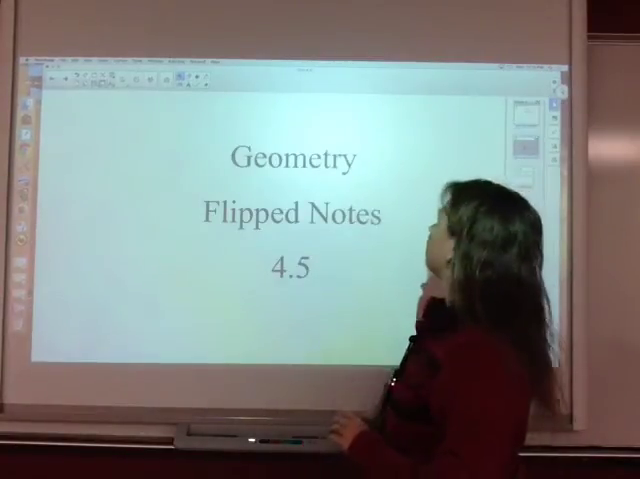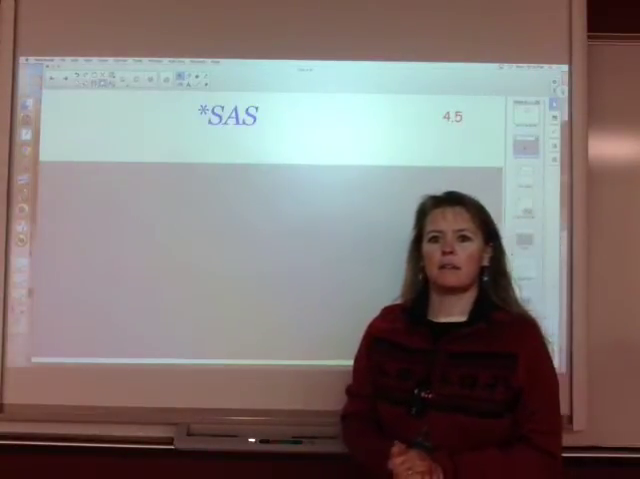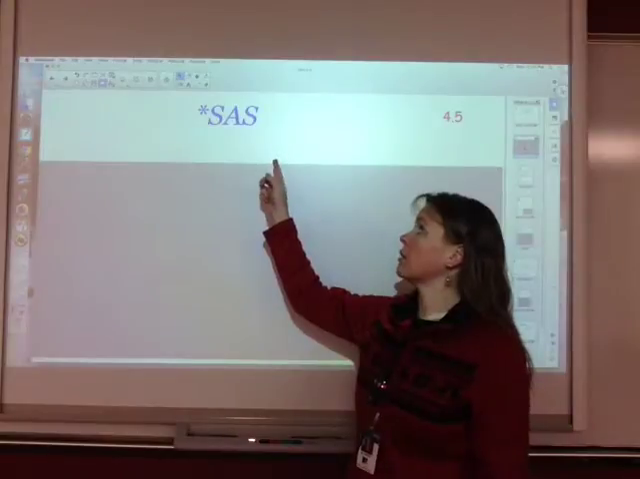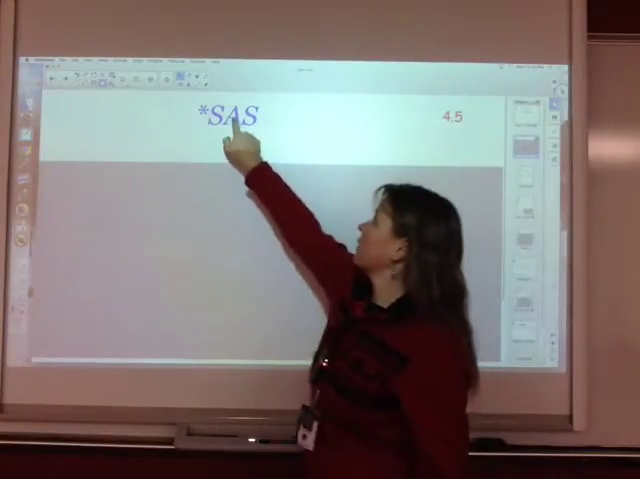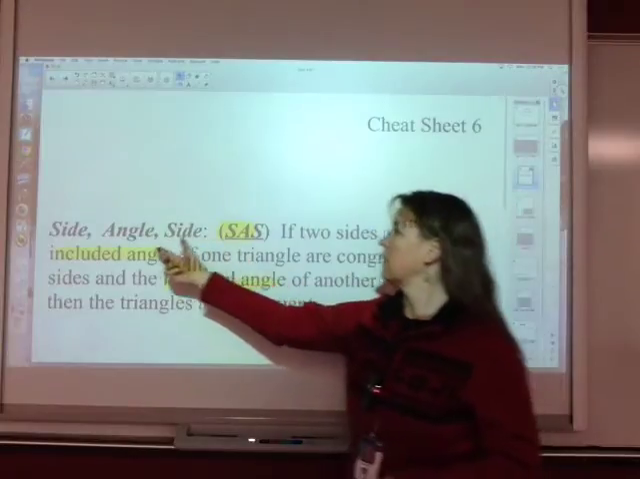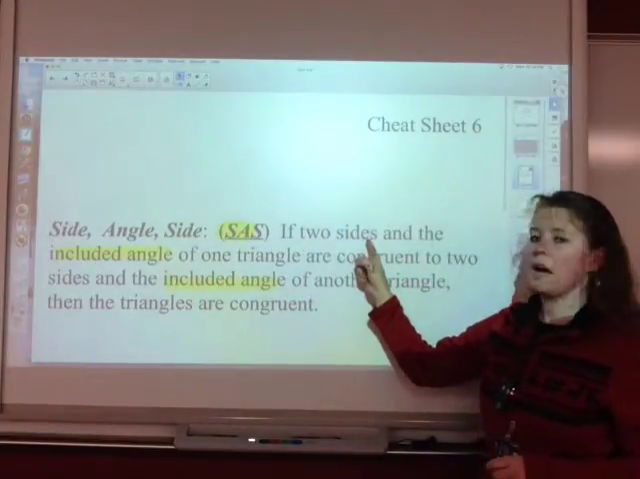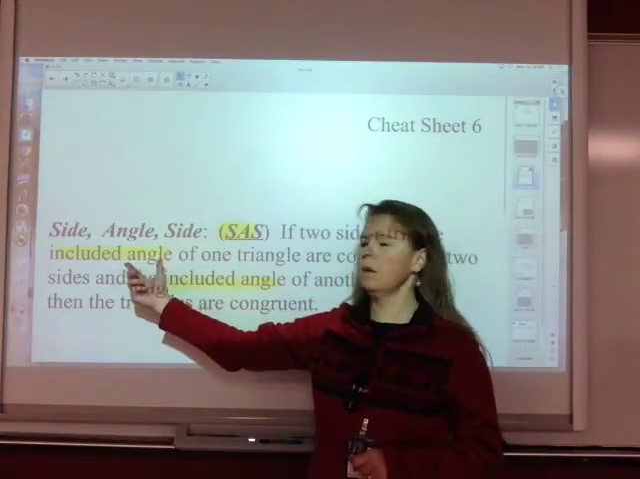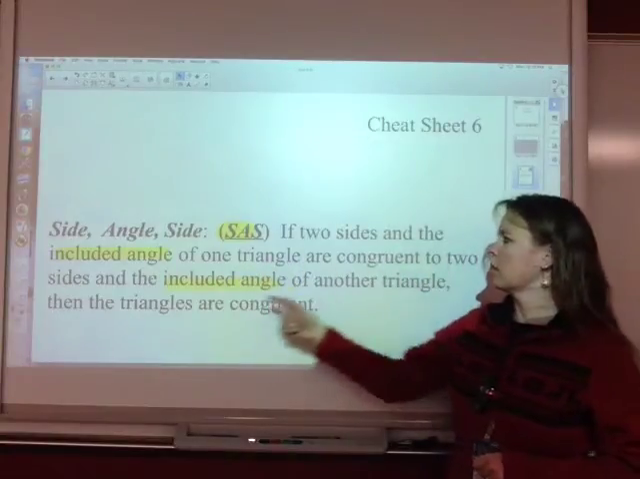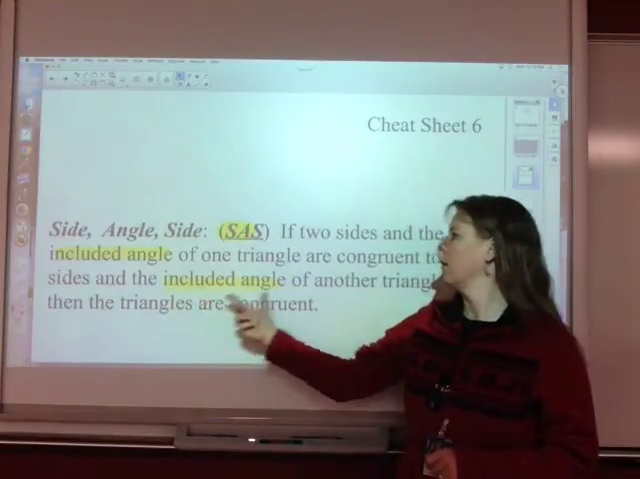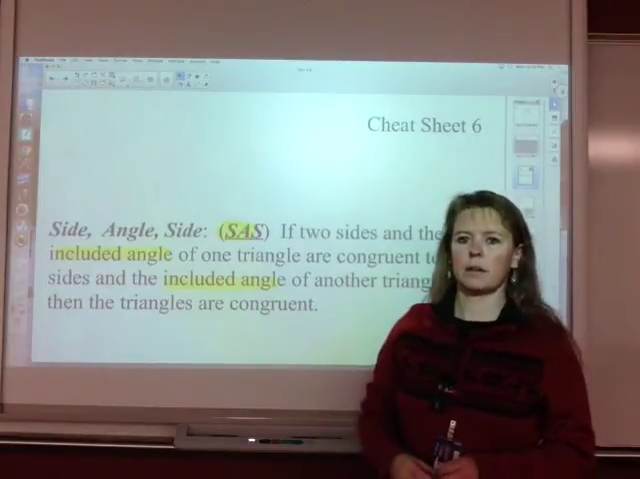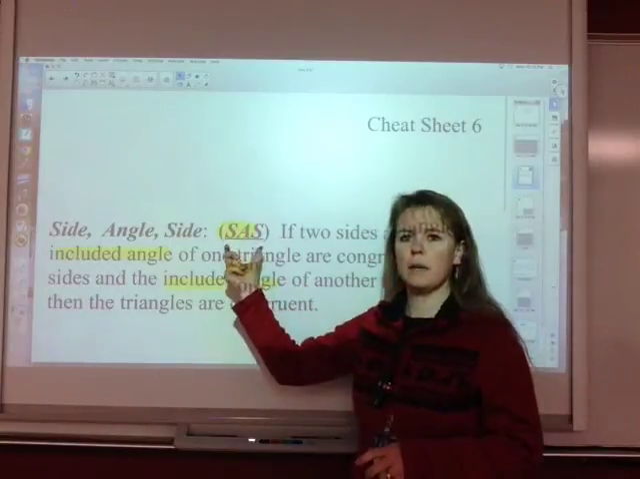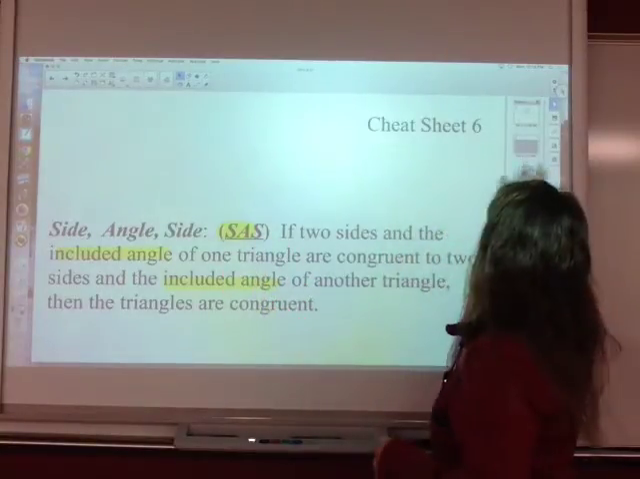You're going to want to start with the side angle side theorem, SAS. We did side on Tuesday, so we're going to talk about side angle side now. Look at your cheat sheet number 6, SAS. If two sides and the included angle of one triangle are congruent to two sides and the included angle of another triangle, then the triangles are congruent. So first we're going to work with what they mean by the included angle. It has to be the angle between or made up of the two sides.